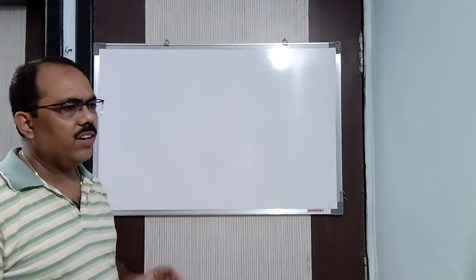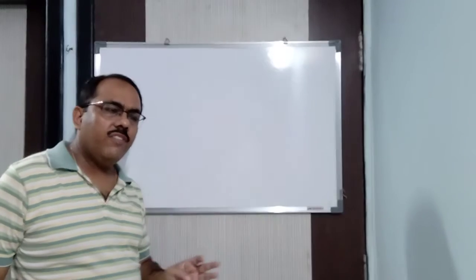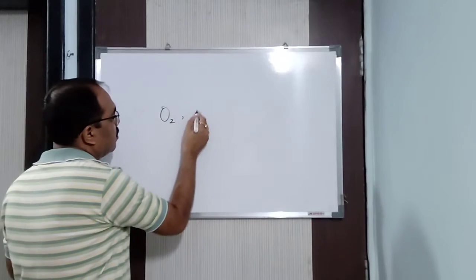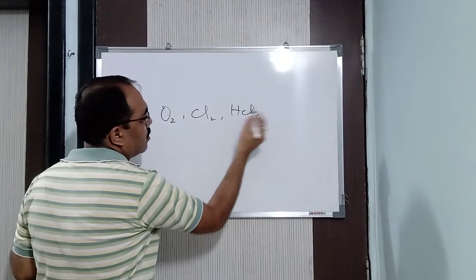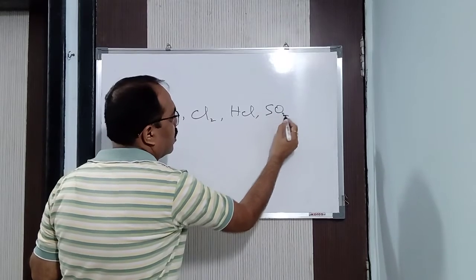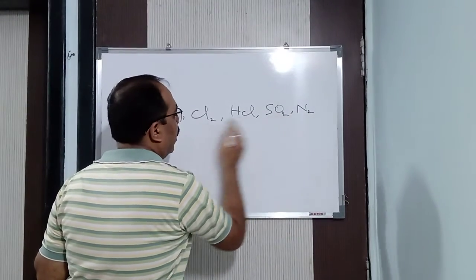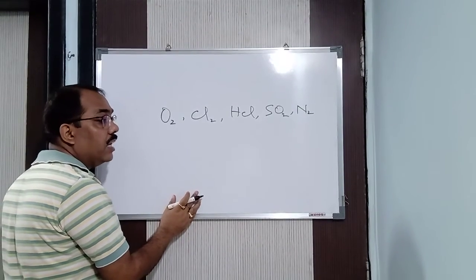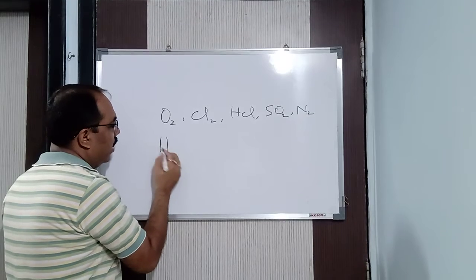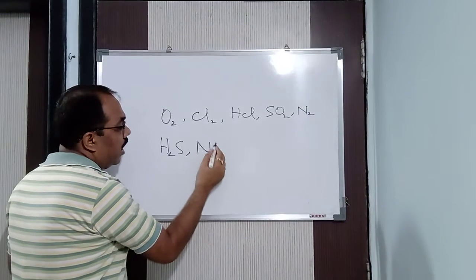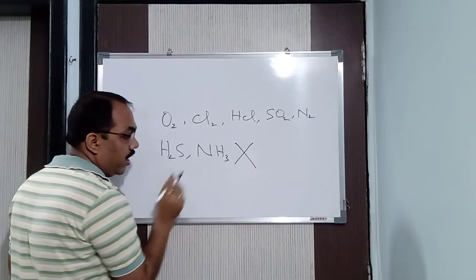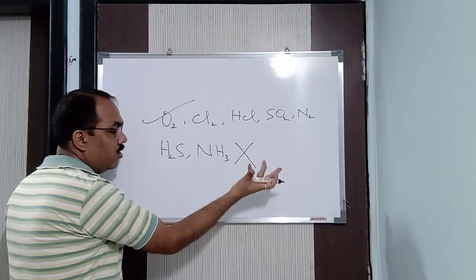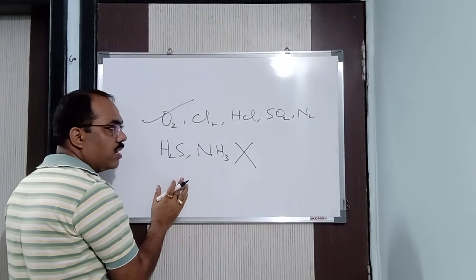Now, concentrated sulfuric acid acts as a drying agent for many other gases. It helps in the drying of oxygen gas, chlorine gas, HCl gas, SO2 gas, and also nitrogen gas. In all these gases, I can use concentrated sulfuric acid as a drying agent. But for H2S and ammonia, I can't use concentrated sulfuric acid as a drying agent. Why? Because ammonia is basic and sulfuric acid is acidic, so they will react, and H2S, when it reacts with sulfuric acid, you have seen it.